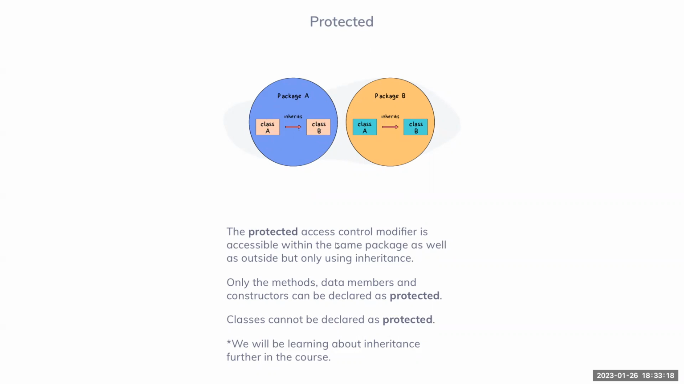So that's what I mentioned over here. Only methods, data members, and constructors can be declared as protected. Classes cannot be declared as protected. And when you say protected, the access control modifier is accessible within the same package as well as outside, but using only inheritance.